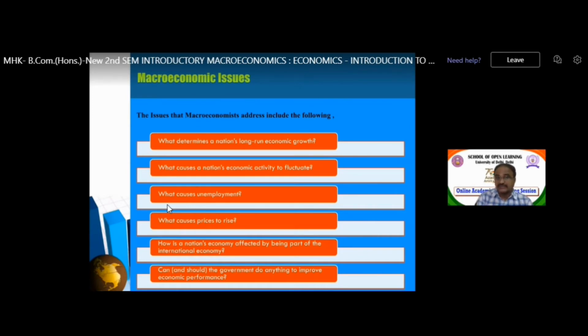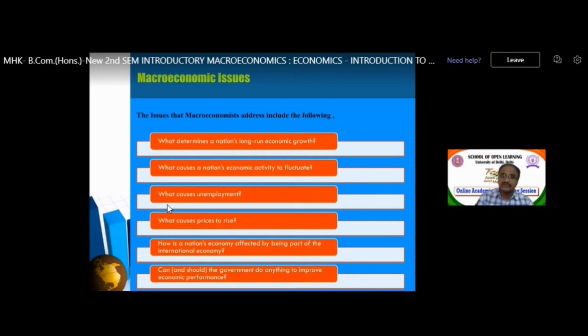In that case, we need to discuss business cycles. Business cycles are related to the long-run fluctuations: booms, recessions, recovery, and so on. We will discuss them one by one. This question arises from how nations fluctuate. What causes a nation's economic activity to fluctuate?